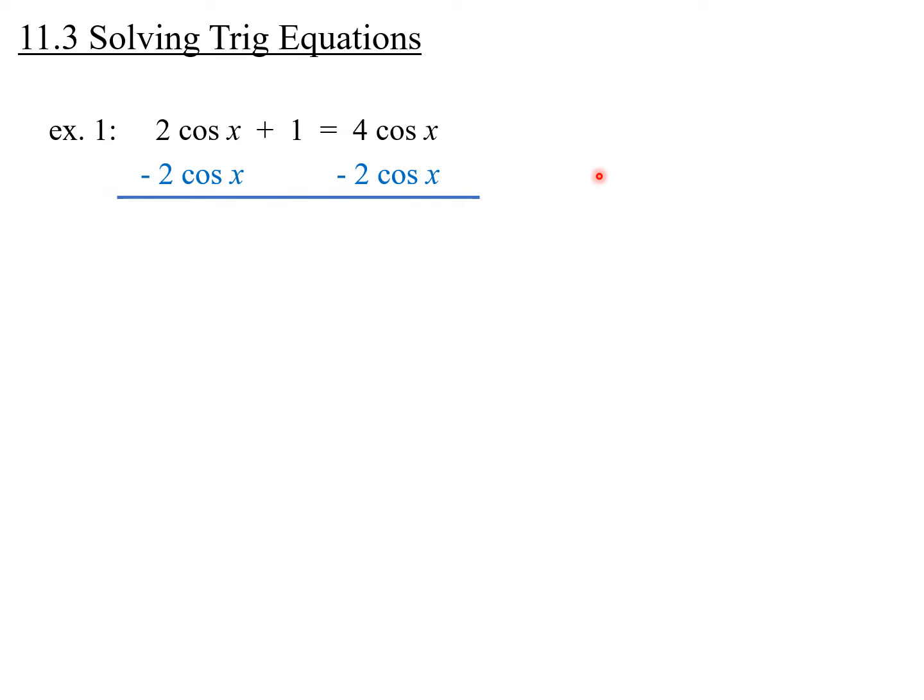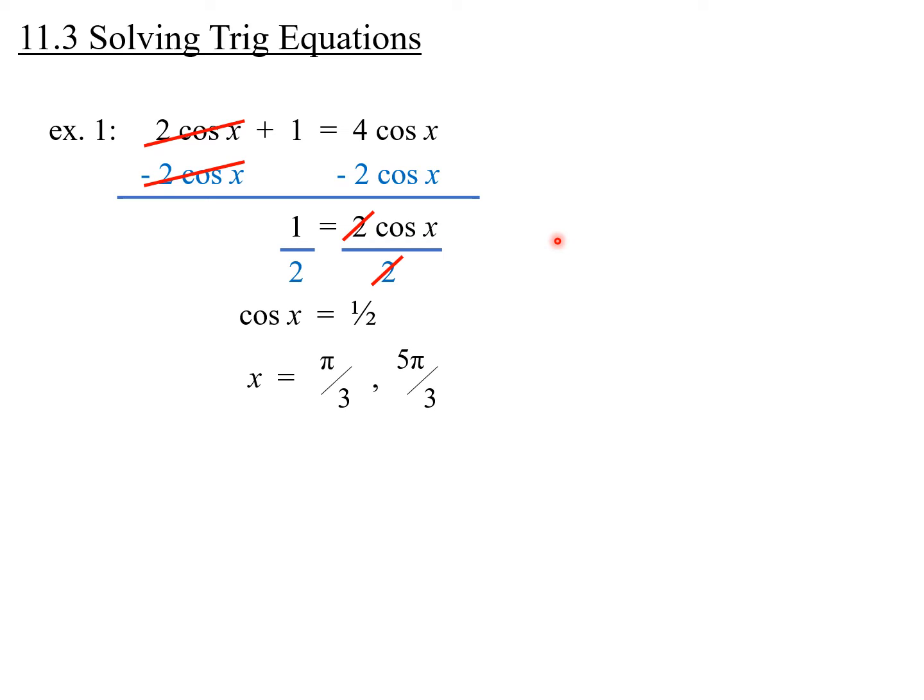Okay. After cancellation, then we get 1 equals twice cosine of x, and I'm going to eliminate that 2 by dividing each side by it, and cancel, cancel, and what we get is cosine of x is equal to 1/2. All right, and now we need those angles whose cosines are 1/2. And in this case, if you apply the unit circle stuff, the angles will be pi thirds and 5 pi thirds. So those are our potential solutions for this equation.